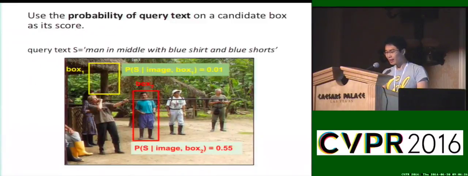As you can see, the most important step in the pipeline above is how to score the candidate boxes according to the query. We define the score of each candidate box as the probability of the query text to be generated from that box. For example, in this image, the query text, "man in middle with blue shirt and blue shorts," has higher probability to be generated from the red box than from the yellow box. So the red box should receive a higher score for this query.